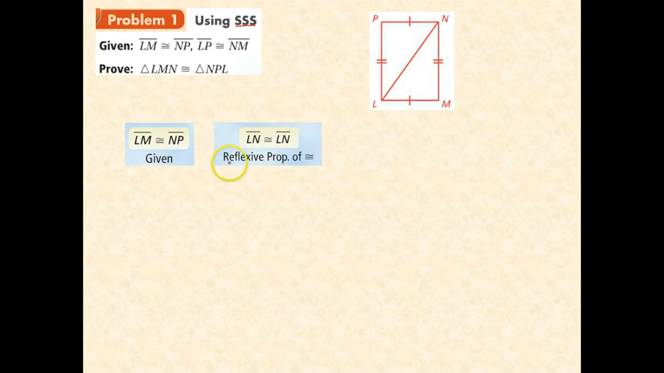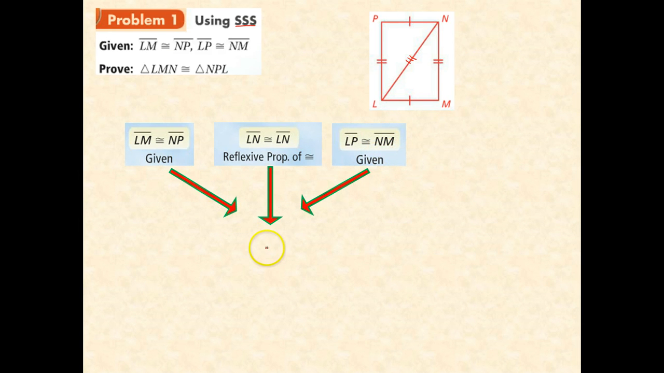We know by the reflexive property of congruence that segment LN is congruent to itself. We also are given that segment LP is congruent to segment NM. These 3 facts combine to show that the triangles are congruent by side, side, side. That's probably the easiest proof you've ever seen. So, see if you can do it by yourself. Pause it and then push play when you're ready to see if you're a winner.